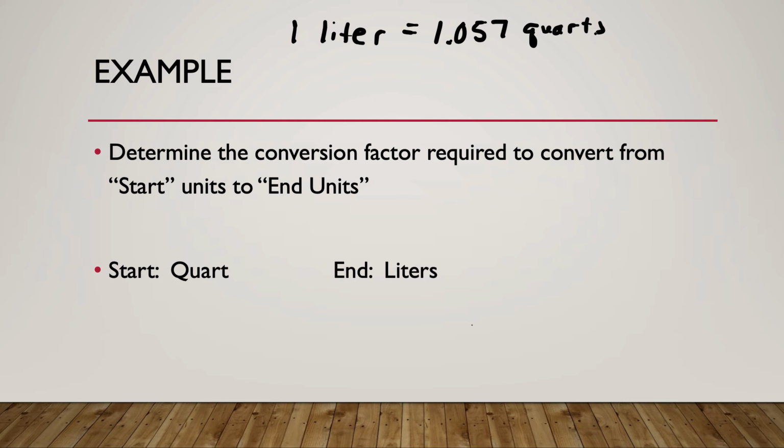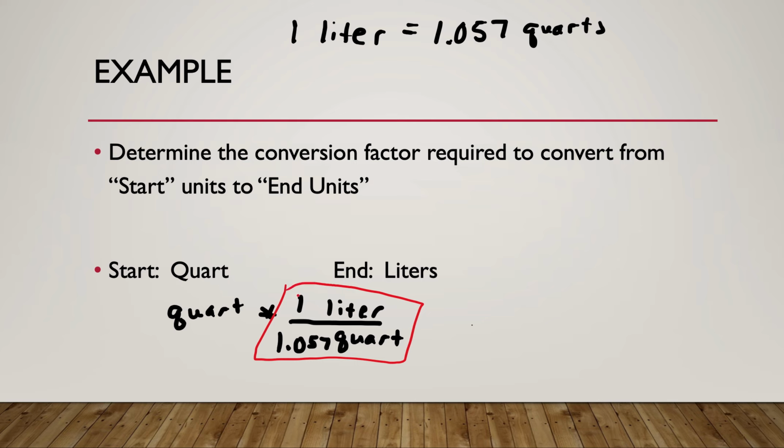All right, and so we're ready to set this thing up. We're starting with quarts. Again, when you do your conversion factor, you want the quarts to cancel out, so you need the quart part on the bottom. So that's going to be 1.057, and on the top we're going to have the 1 liter. So again, here's your conversion factor. All right, when you multiply across, and in this case you'll have to divide by the 1.057, but regardless, the quarts are going to cancel out and you're going to be left with liters.